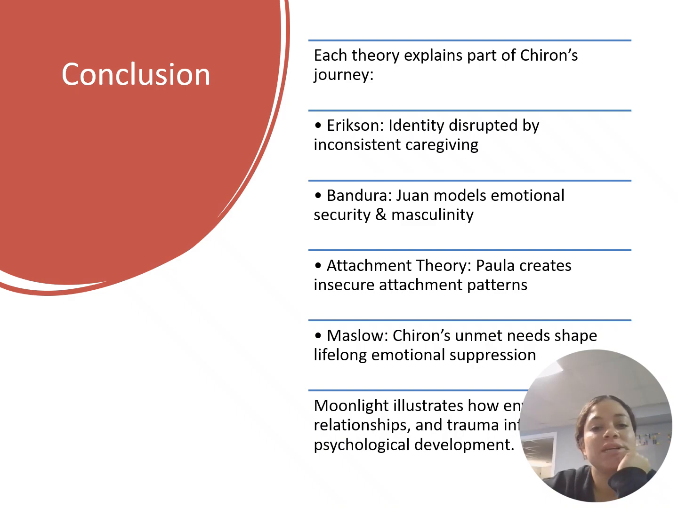In conclusion, psychological theory gives us a deeper understanding of Kieran's development in Moonlight. Erikson shows how unstable caregiving disrupts identity formation. Social learning theory helps explain how Kieran models both emotional restraint and moments of tenderness. Attachment theory reveals how inconsistent caregiving shapes lifelong expectations of relationships, and Maslow explains why Kieran struggles to reach self-actualization until he experiences acceptance from Kevin.